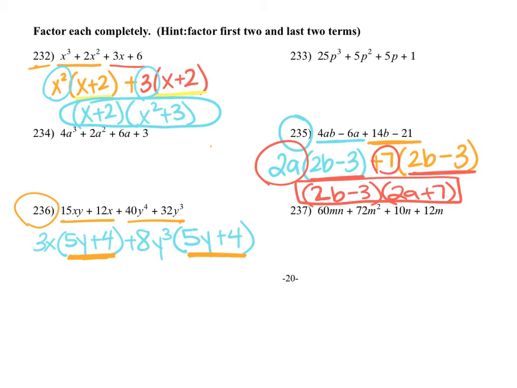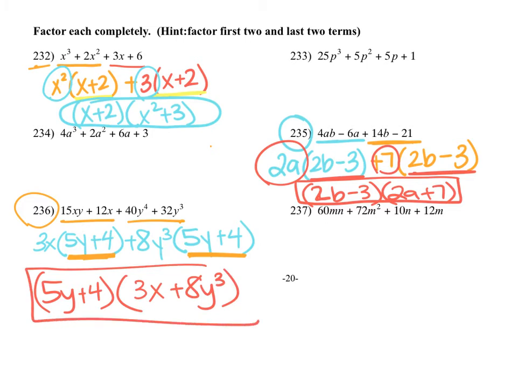Okay, so I do have the same terms, so 5y plus 4 would be my first, and then my second would be 3x plus 8y cubed, and this would now be my answer.